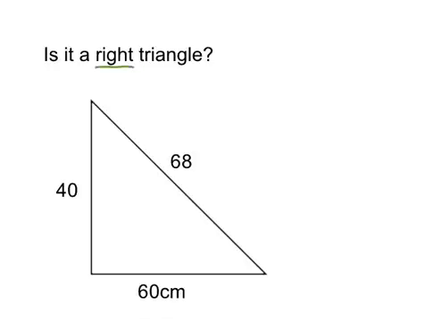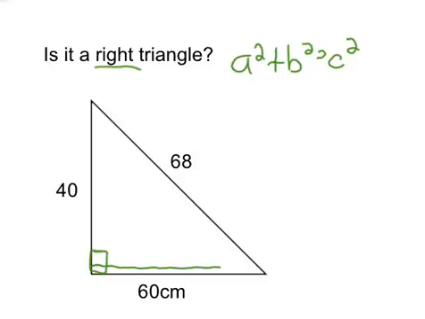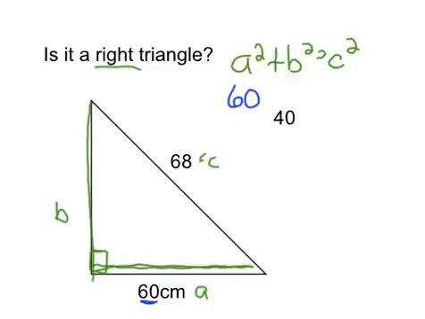So since it says right triangle, I'm going to start with A squared plus B squared equals C squared. That's the first thing I'm going to put on my paper. Now remember, if this was a right triangle, this is a leg. So there's A or B. That's a leg, so I'm going to call that B. And this is C. So I'm going to take those numbers and put them in their slots. I'm looking for A. A is 60 right down here. B is 40. I think I can bring that one over. And C is 68. Make sure you put them in the right slots. And that's it. I'm going to write everything else down that I haven't used yet.